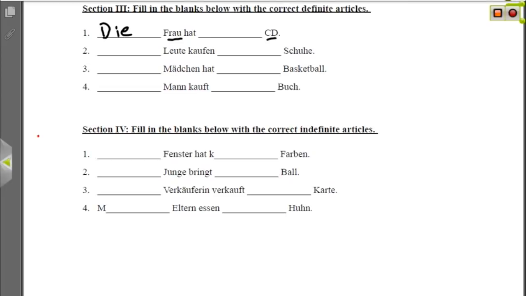CD is also a feminine noun, and therefore we have here die. Die Frau hat die CD. The woman has the CD. Okay, simple enough.